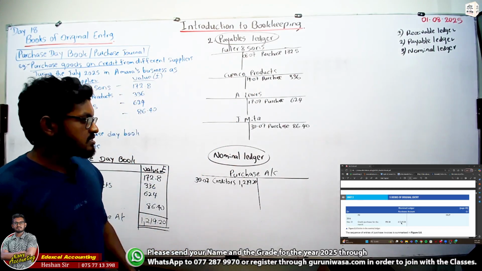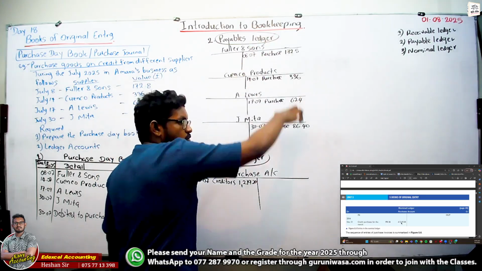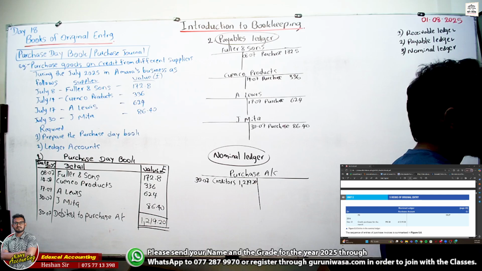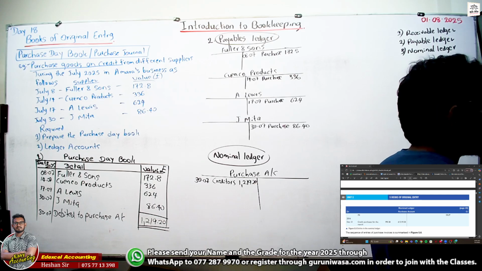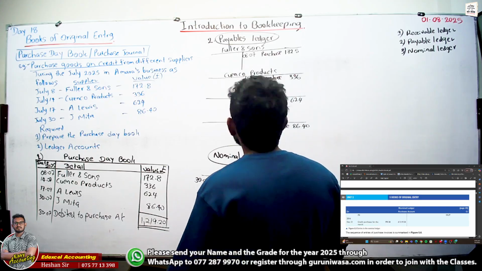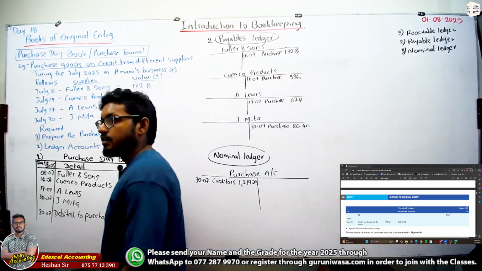Send me a thumbs up if this is clear. The total in here is also 1219. In here also the total is 1219. Hope it's clear to you. Send me a thumbs up. One debit entry and 4 credit entries, but the total is tallied.